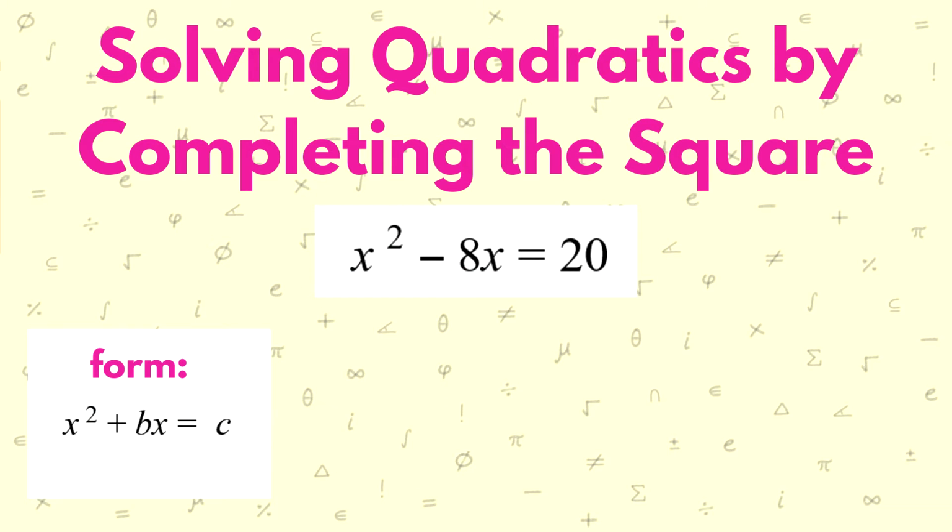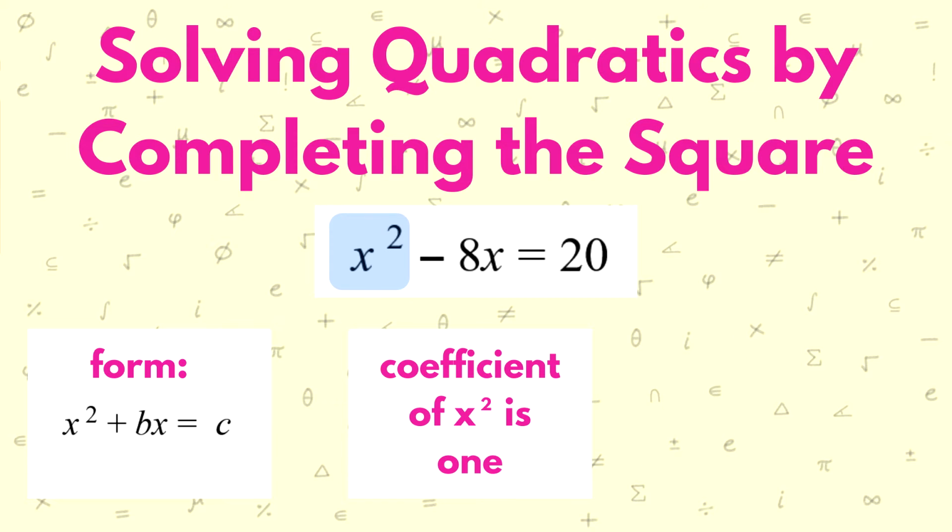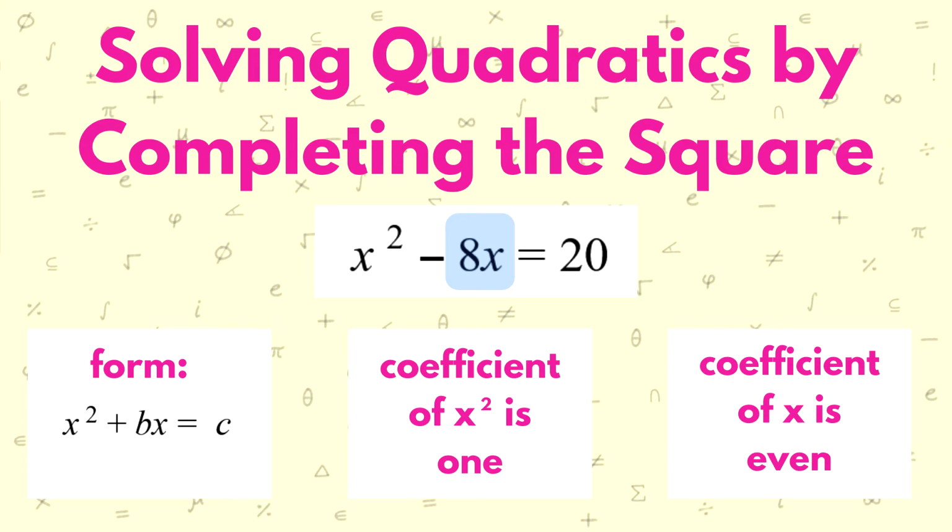This is an x squared plus bx equals c form, where you have the variables on one side and then your constant on the other side. Also, the coefficient of x squared is 1. If it's not 1, you can always divide, but sometimes you might want to use a different method if it isn't. The coefficient of x is also even, so that makes it nice because we'll have to divide that number by 2 in this process.